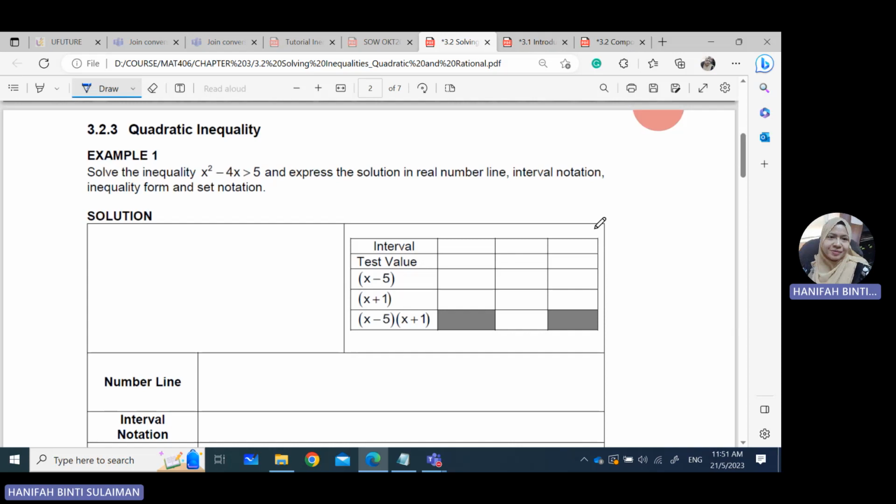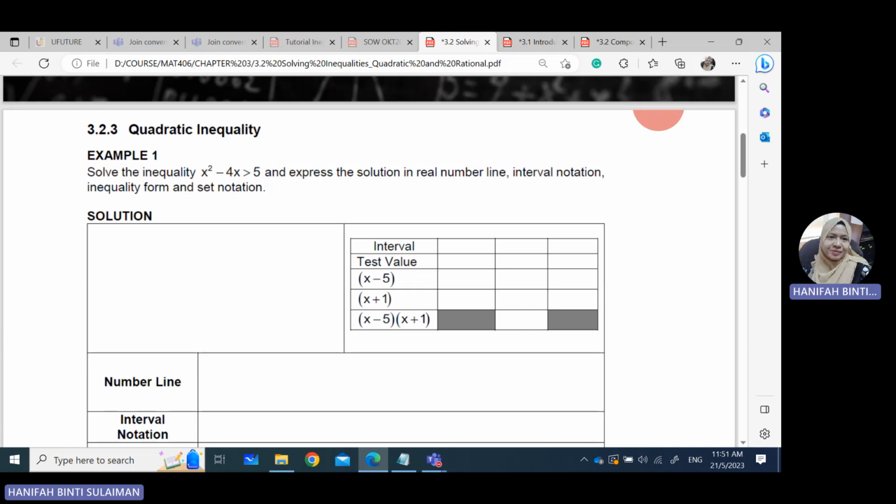Okay, so next kita tengok quadratic inequality. Look at this example. Solve the inequality x squared minus 4x greater than 5 and express the solution in real number line, interval notation, inequality form and set notation.